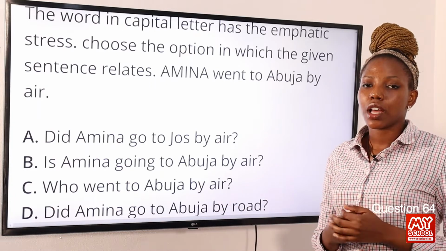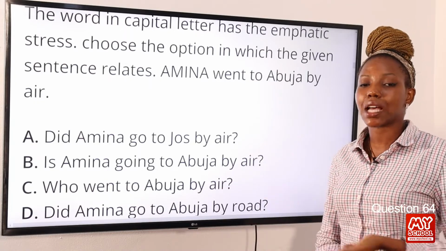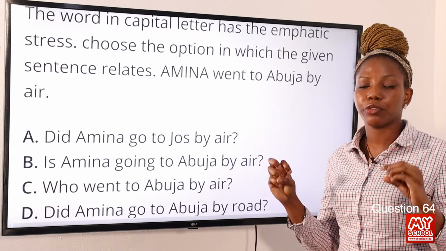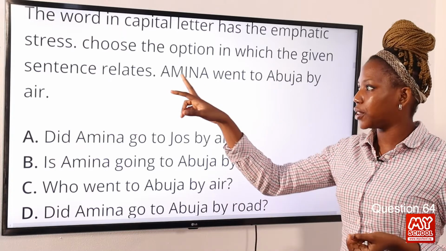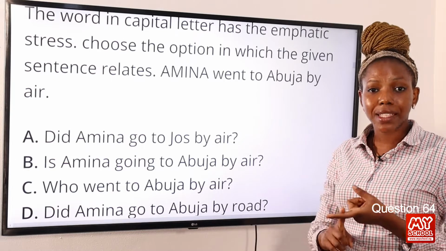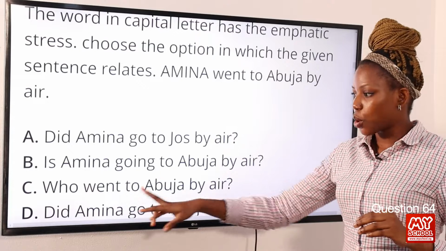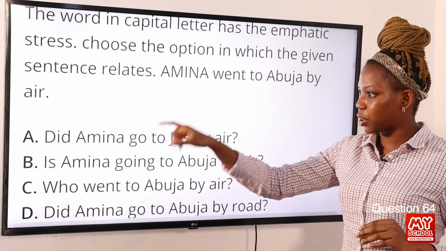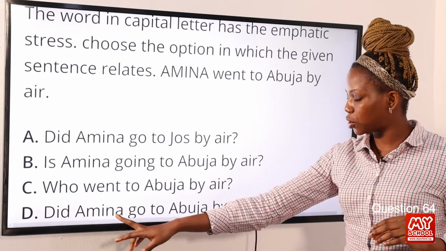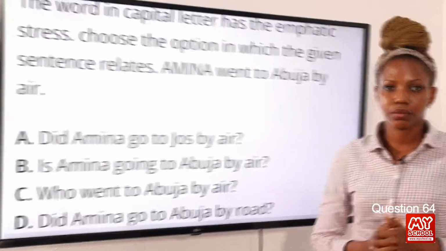I told us earlier that when answering emphatic stress questions, you need to know two things. The answer must be in interrogative form, that means it must be in form of a question, and also the word emphasized, Amina, must not be used in the answer. It must be replaced or not used at all. It must be in contrast with the word emphasized. So option C is in contrast with the word emphasized, but then option A, Amina was retained. Option B, option D also, Amina was retained. So option C is the correct answer to this question.